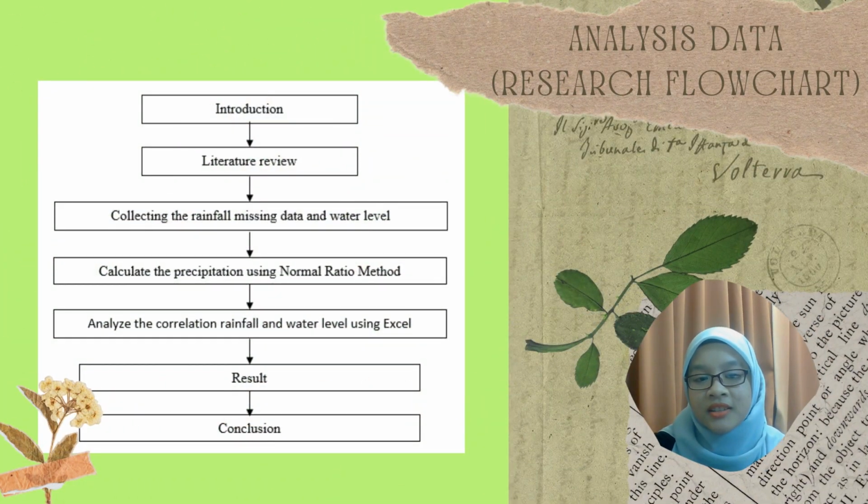Analysis data. The study area is from the Department of Irrigation and Drainage station located at the area where we search for raw data such as rainfall and water level that match our objective. Once the raw data has been collected, it will be sorted to make it easier to calculate. Once calculating the missing data using the normal ratio method, the correlation between rainfall intensity and the water level is analyzed using Microsoft Excel. After getting the result, we will reach a conclusion.